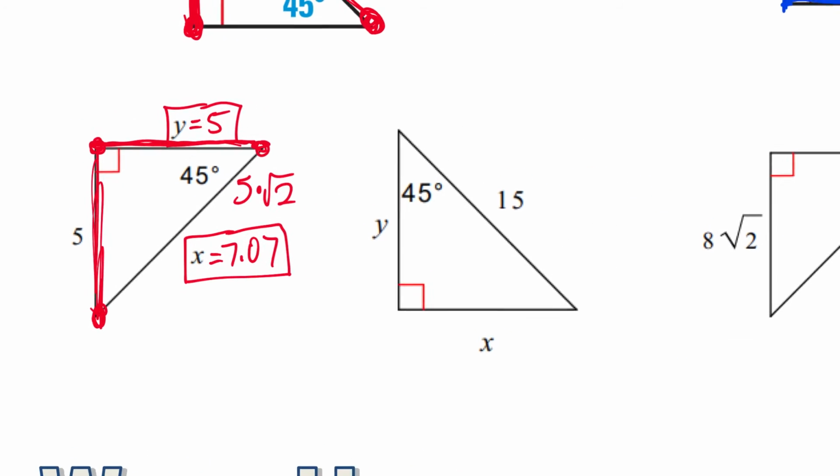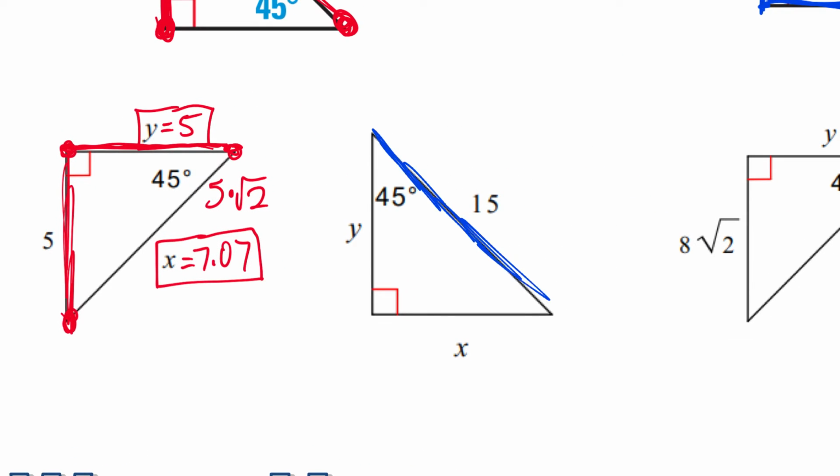All right, next one. I know this side's 15 right here. So from knowing this side, how am I going to find this side? Good, this time I know the hypotenuse. When I go from here to here, I divide by the square root of 2. So I'm just going to type in 15 divided by the square root of 2. Just type that in your calculator like that.